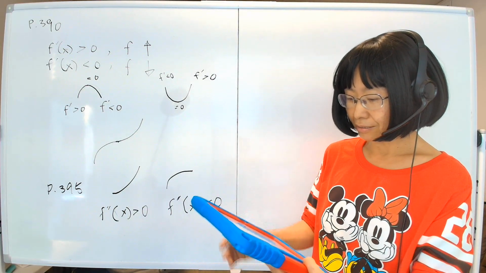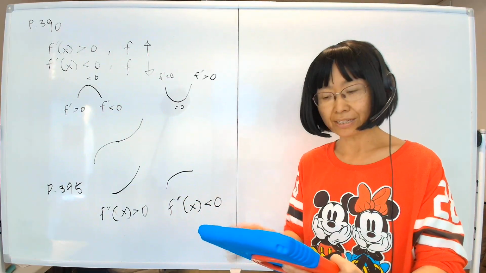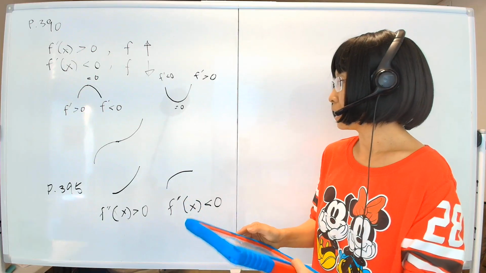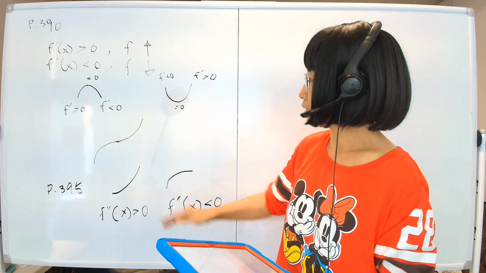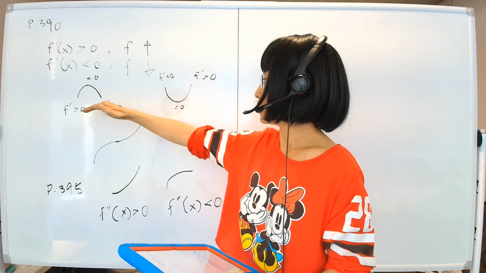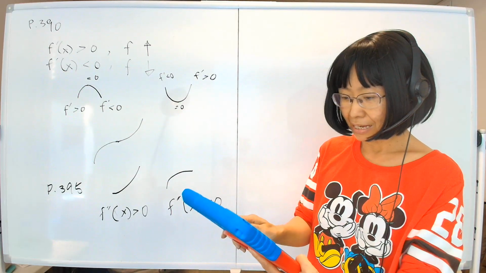And that's the test of concavity. The test of concavity can also be used to determine if something is a local maximum or local minimum. Because if this is concave down, therefore it is a maximum. If that is concave up, therefore it's a minimum.